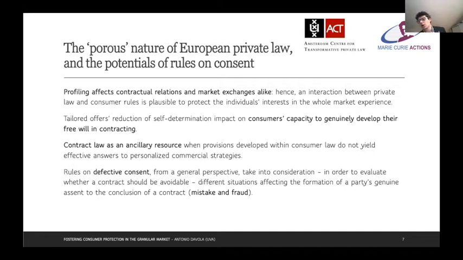So against all these problems, and moving from the idea that profiling affects contractual relations and market exchanges alike, because it has an effect on consumers' capacity to develop their free will in contracting, comes my idea of using some notions of European private law as an ancillary resource to overcome some shortcomings that we are seeing in the examined regulation, in particular within contract law. I find that rules on defective consent, so rules on mistake and fraud, could provide significant tools, especially since from a general perspective they take into consideration all those situations and phenomena that affect the formation of a party's genuine assent and free will in the conclusion of a contract, which is exactly what we are talking about when personalized commercial practices are considered.